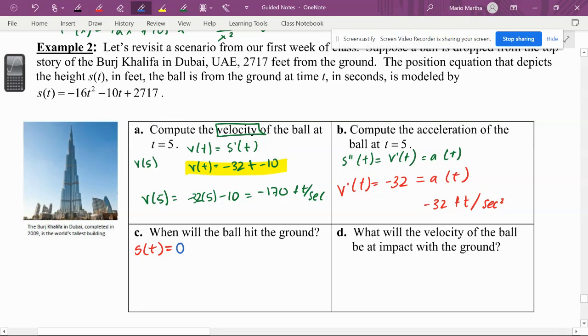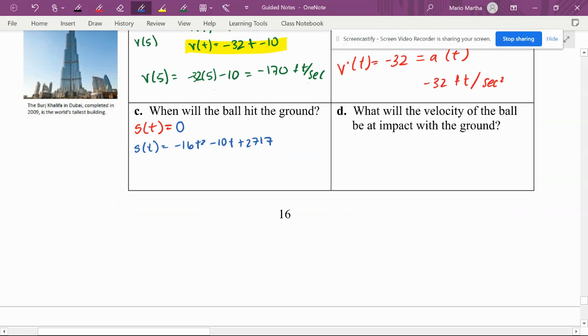All right. So we can figure it out by plugging into calculators, and that's what I suggest you do. So your position function s of t is negative 16t squared minus 10t plus 2717. You can use the quadratic formula, or you can use your graphing calculator and find the zeros. And remember that you're going to get two answers because this is a quadratic. In this case, we're just looking for the positive answer, which is 12.722 seconds.